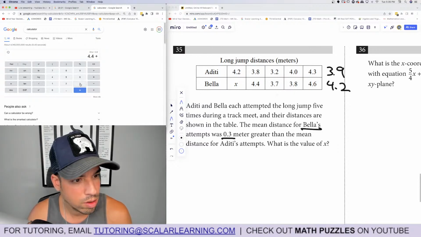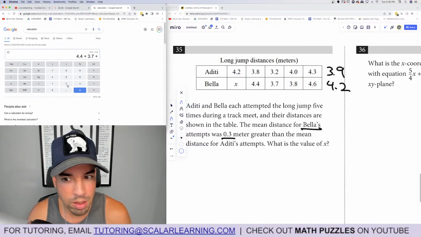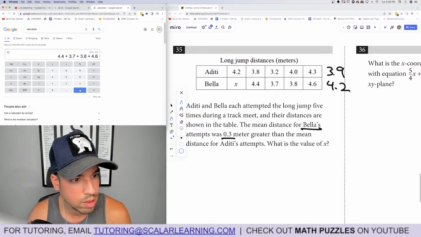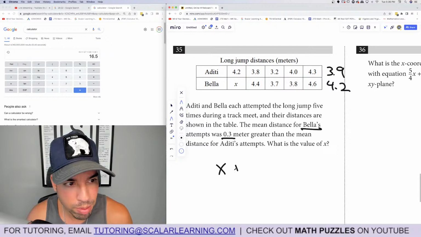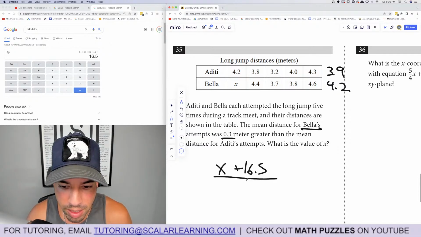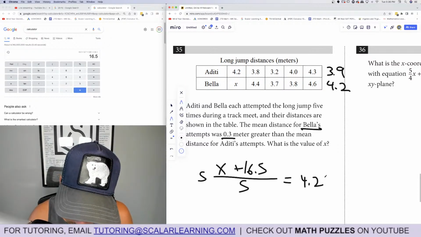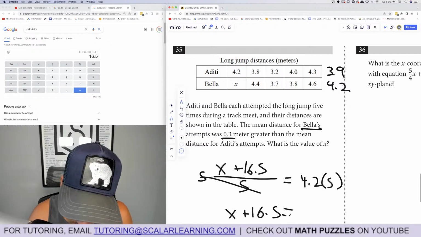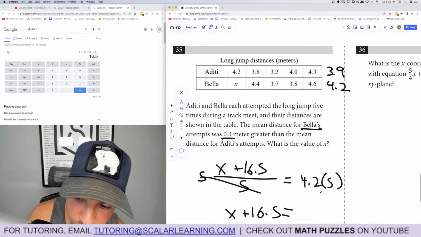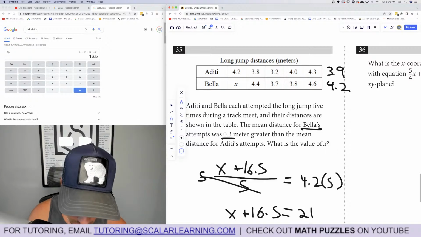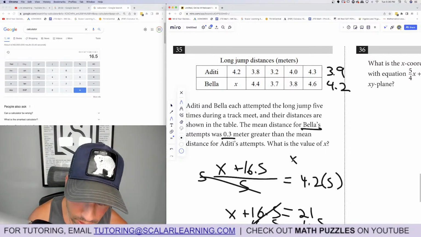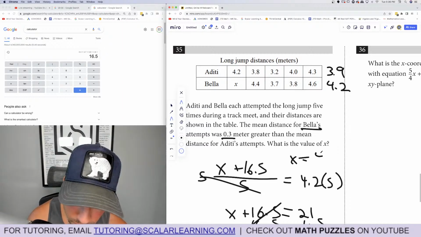4.4 plus 3.7 plus 3.8 plus 4.6. So for now, we have x plus that 16.5, divided by, again, there's 5 values. It's supposed to equal 4.2. Now I've got an equation to solve. Multiply both sides by 5. Boom, boom, cancel. x plus 16.5 equals 20 plus 5 times 0.2, which is 1, so 21. Subtract 16.5 from both sides. Boom, boom. And we get x equals 4.5.